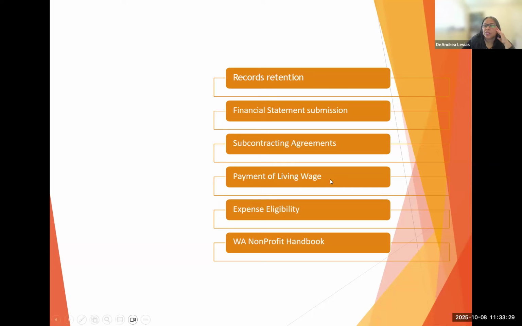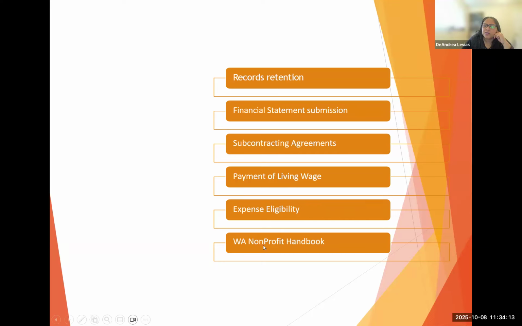There's also language in your contract that says you're supposed to pay a living wage to staff, and we're going to look at a couple of tools to help you determine what that may be based on various positions and size of the organization. And then expense eligibility. You want to make sure that you understand what expenses are allowed by your contract. Again, a lot of that is going to be driven by your budget and making sure that you're working with your program manager to make sure that you're not spending on anything that's ineligible.